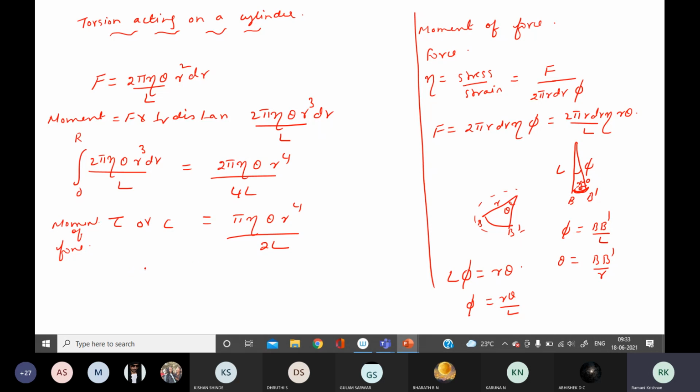So what does couple per unit twist mean? What they are asking is C by θ. So πηR⁴ by 2L is the couple per unit twist. Any doubt?